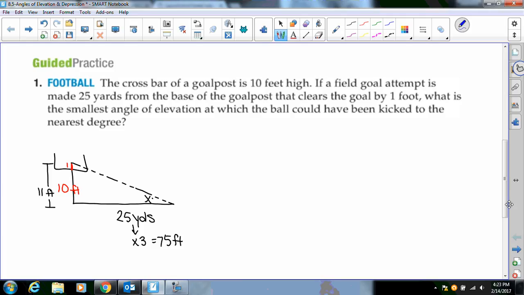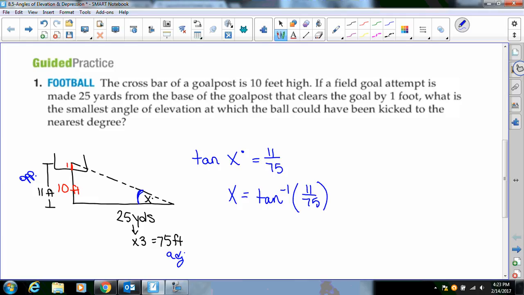And then if you're sitting at angle X, if I'm sitting at this angle of elevation, the side across from me, this 11 feet, would represent my opposite side. The side right beside it or next to it, the 75, would represent my adjacent side. So opposite over adjacent is tangent. So the tangent of X would be 11 over 75. And then remember to figure out what the angle measure is, on your calculator you will do inverse tangent of that fraction. And they're asking us to do that to the nearest degree. And when you solve that, you should get 8 point something, but to the nearest degree is 8 degrees.